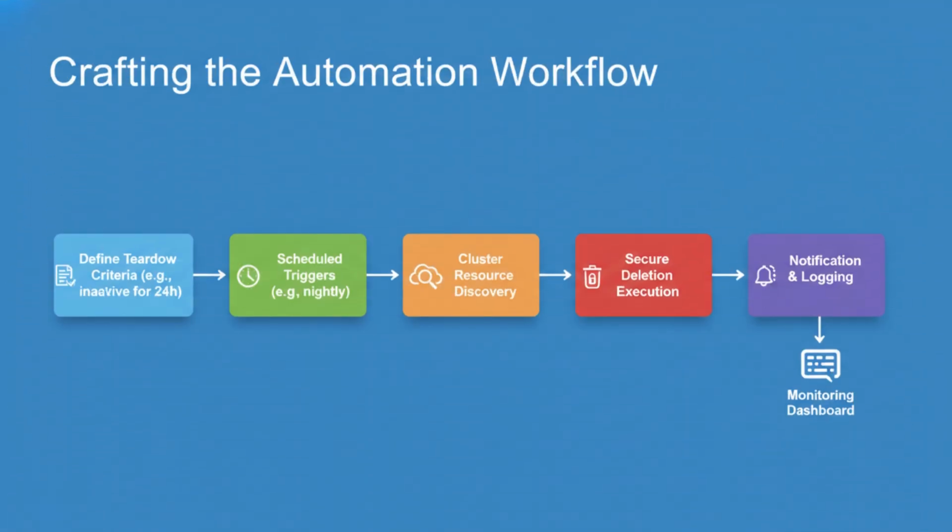Designing the automation workflow is key. It starts with clearly defined teardown criteria, such as an environment being inactive for 24 hours or a pull request being merged. Next, we establish scheduled triggers, perhaps nightly or weekly, to initiate the check. The workflow then performs cluster resource discovery to identify all components tied to the environment. Following this, secure deletion execution handles the actual removal with built-in safeguards. Finally, notification and logging are crucial for transparency, auditing, and debugging. A well-designed workflow ensures predictability and reliability.